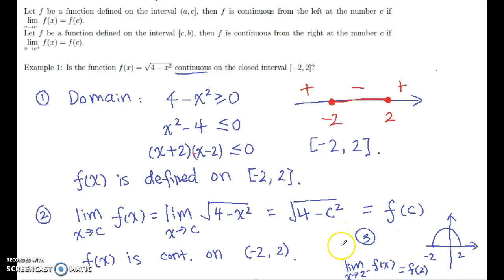You can also verify the other limit as x approaches negative 2 from the right, meaning negative 1.999, f of x is also equal to f of negative 2. So not only is f continuous on the open interval, f is continuous on the closed interval negative 2 to 2. So this is the end of the proof, and this example is also in the textbook.